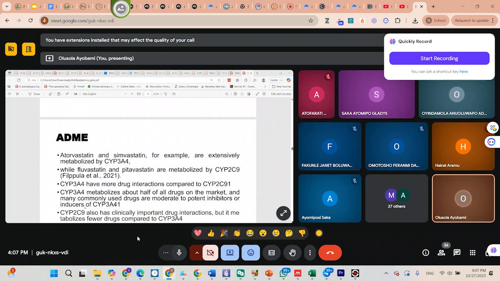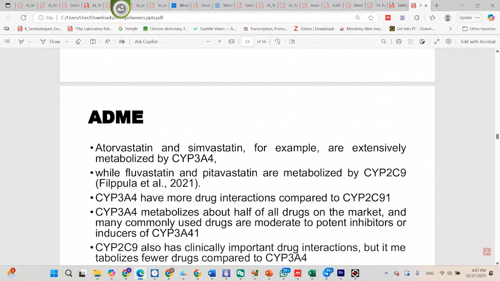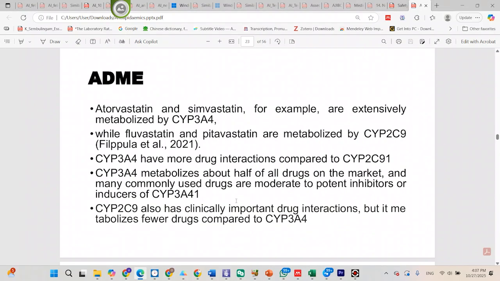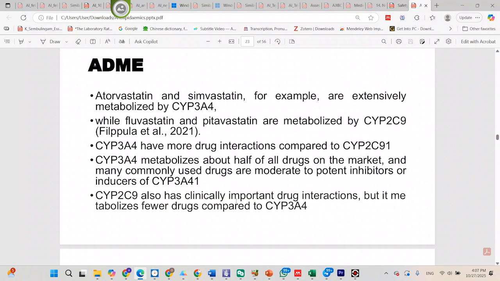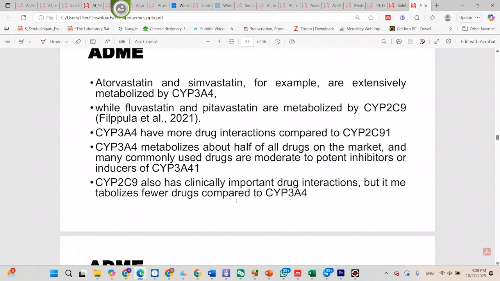Atorvastatin and simvastatin are extensively metabolized by CYP3A4, while fluvastatin and pitavastatin are metabolized by CYP2C9. CYP3A4 has more drug interactions compared to CYP2C9. The reason is that CYP3A4 metabolizes about half of all drugs on the market, and many commonly used drugs are moderately potent inhibitors or inducers of CYP3A4. So that's why it's a cause for concern when a drug is metabolized by CYP3A4. CYP2C9 also has clinically important drug interactions, but it metabolizes fewer drugs compared to CYP3A4.